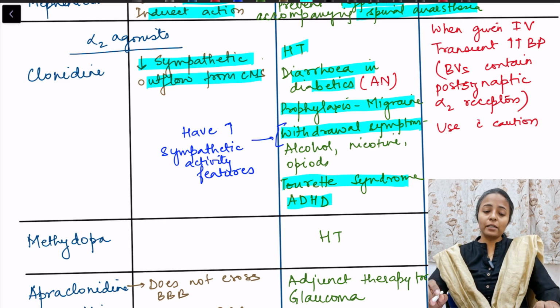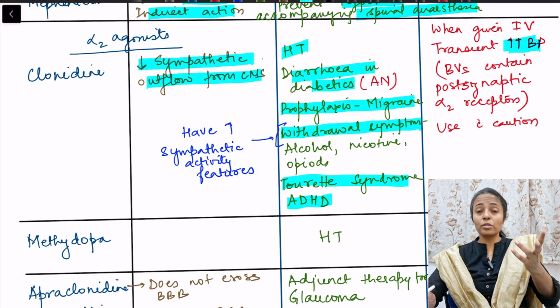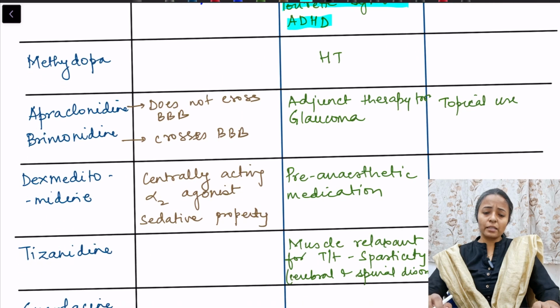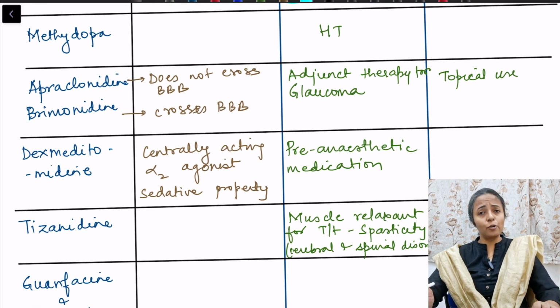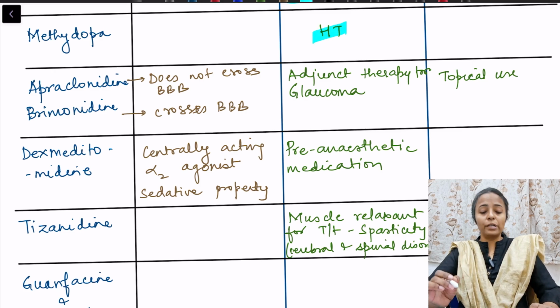And we have to remember that when clonidine is given intravenously, transiently it may increase blood pressure, so we have to use it with caution. Why can it cause an increase in blood pressure? Because there are some alpha 2 receptors which are also present in blood vessels. If those are stimulated, then there will be an increase in blood pressure. Then other alpha 2 agonist, methyldopa, again for treatment of hypertension. Apraclonidine and brimonidine are used as adjunct therapy for glaucoma. Actually, they are for topical use only.